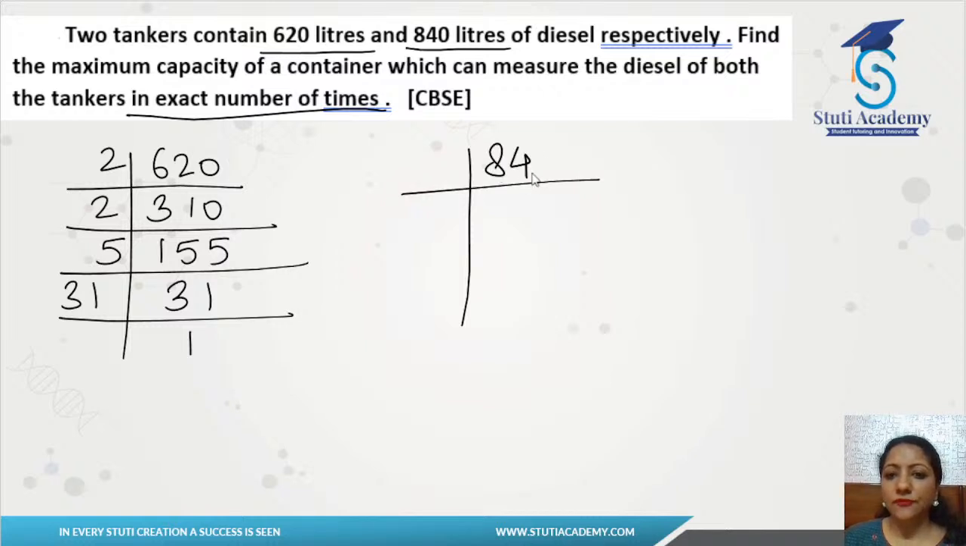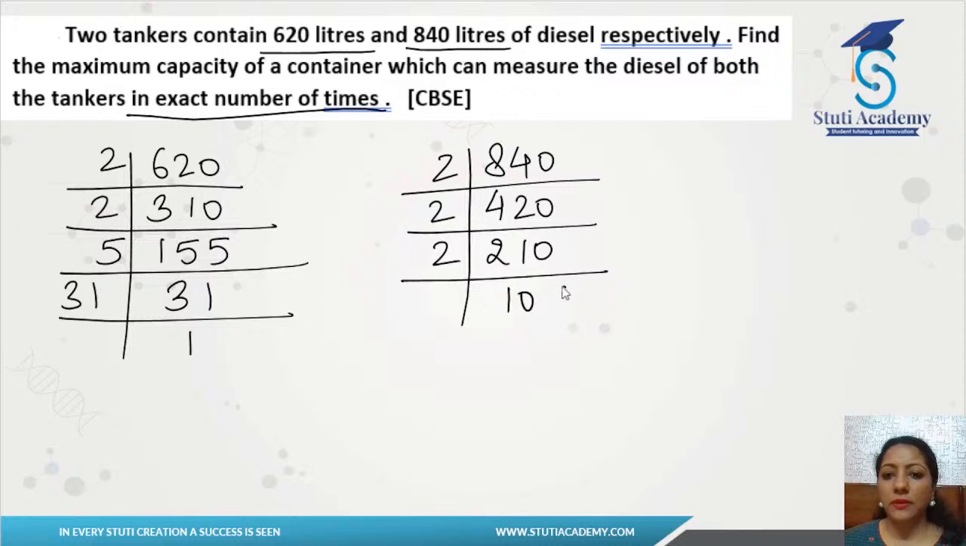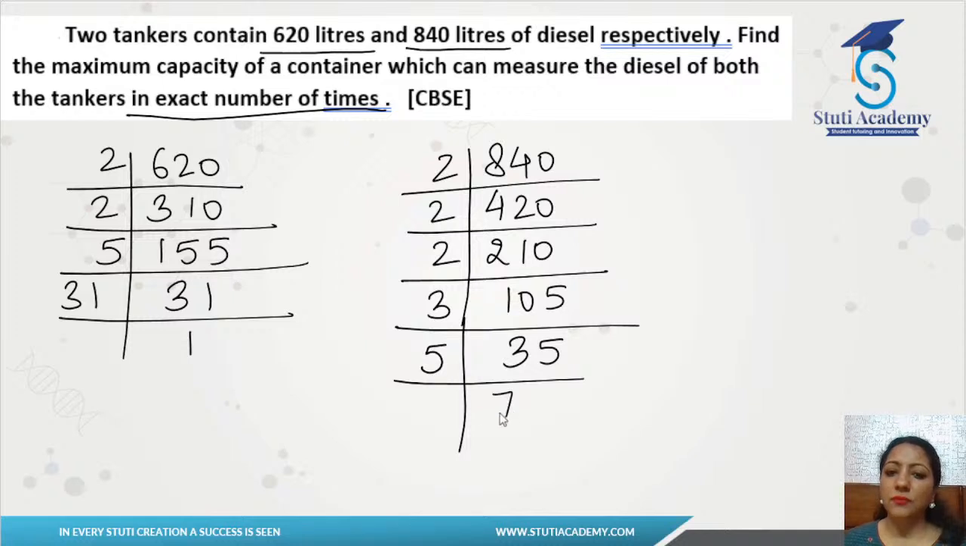Now we have 840. We'll divide this by 2. We are going to get 420. Then by 2, we are going to get 210. Then by 2, we'll get 105. Then this by 3. This is divisible by 3. We'll get 35. Then 35 is divisible by 5. Then we have 7. Finally 1.